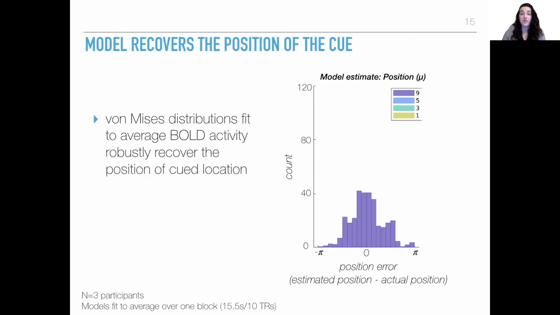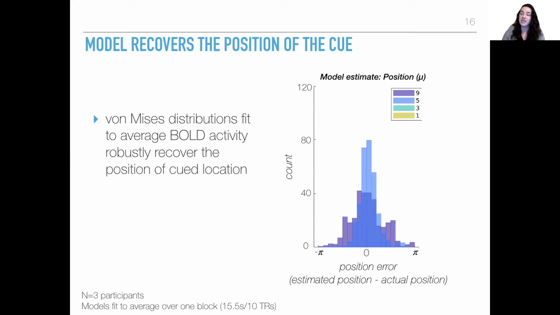So to quantify the performance of the model, we first looked at the error between our model estimated position of the attentional window and the actual cued position. Here, we're showing a histogram of the position error for the widest condition spanning 9 locations. This is averaged over 3 participants. There is a clear peak at 0, though there are also large tails.